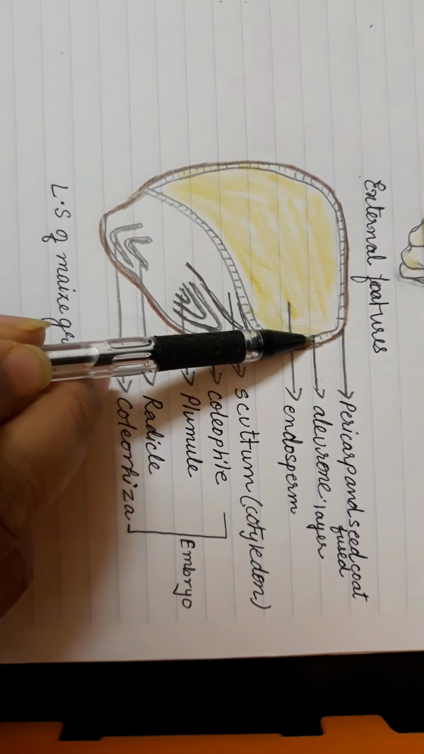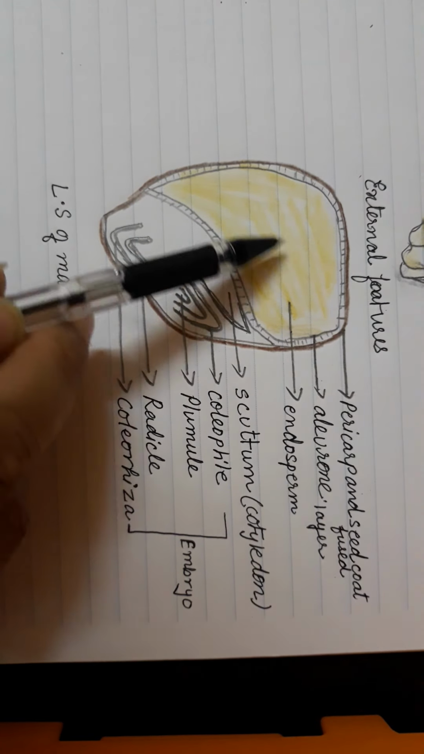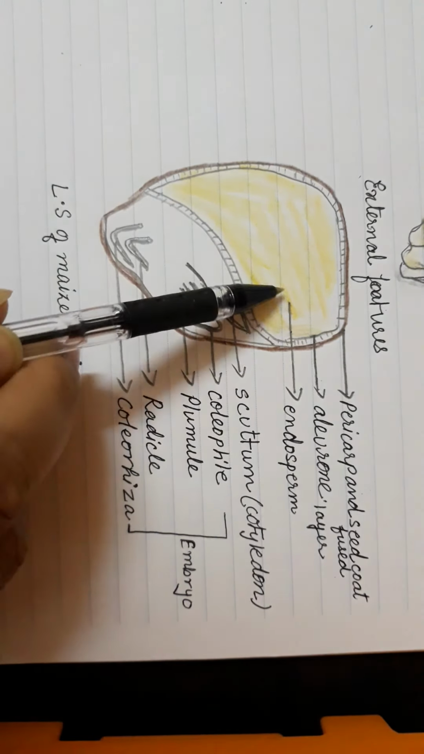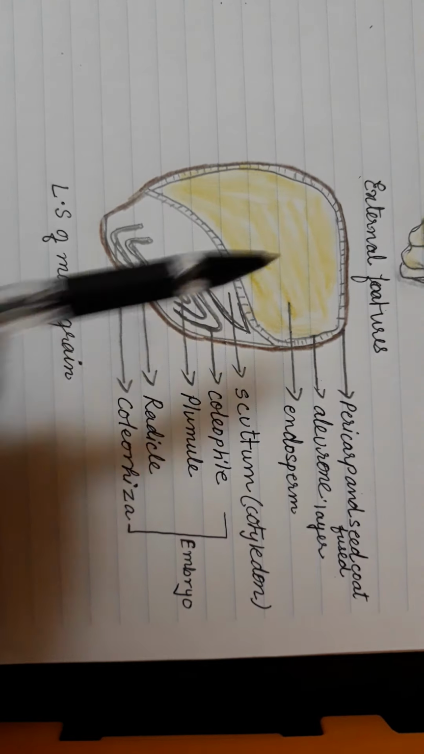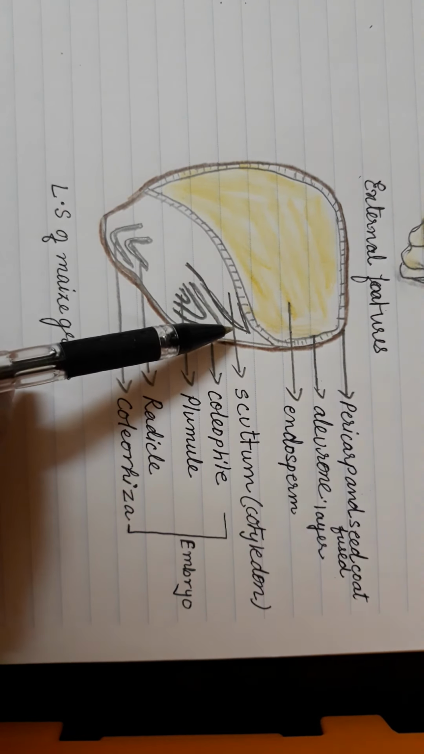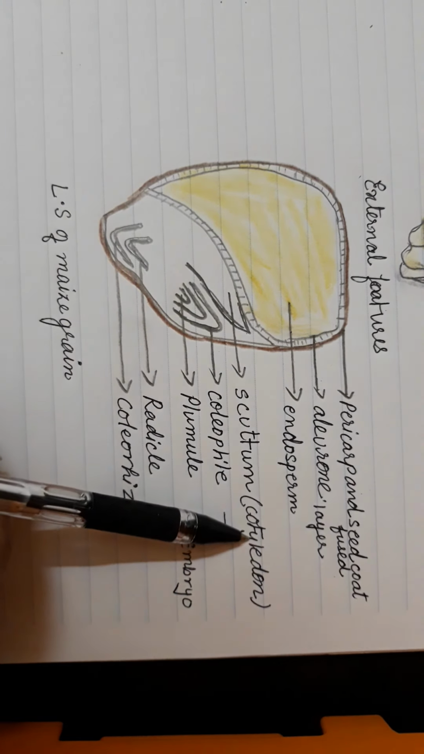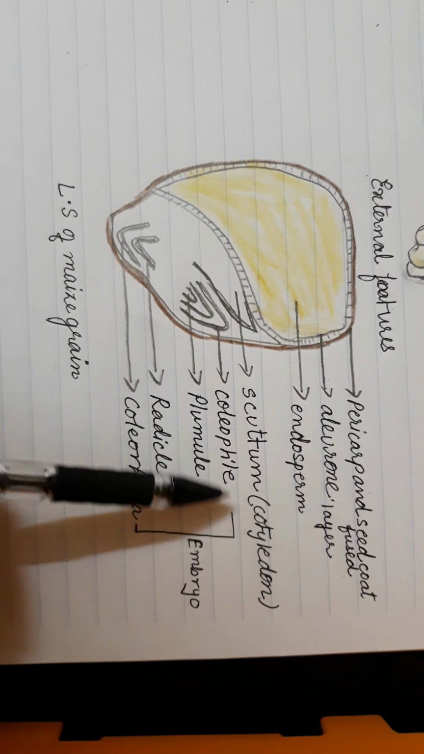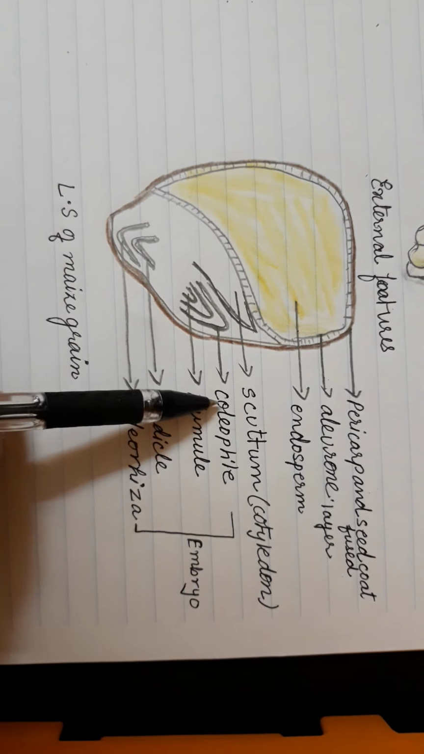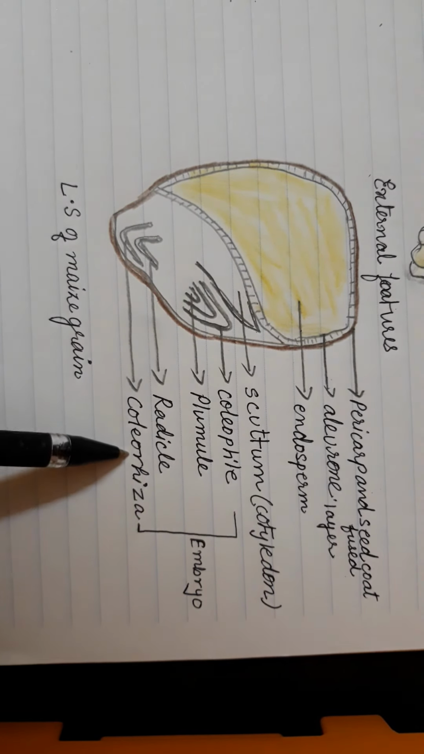Then we have an aleurone layer. This yellow colored part is the endosperm, which is a large area to store food. Then we have here the scutellum, which is the cotyledon. These parts are the embryo, which has a coleoptile, plumule, radicle and coleorhiza.